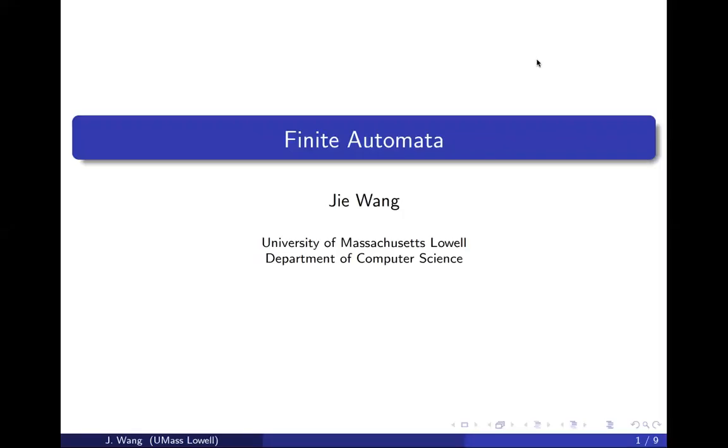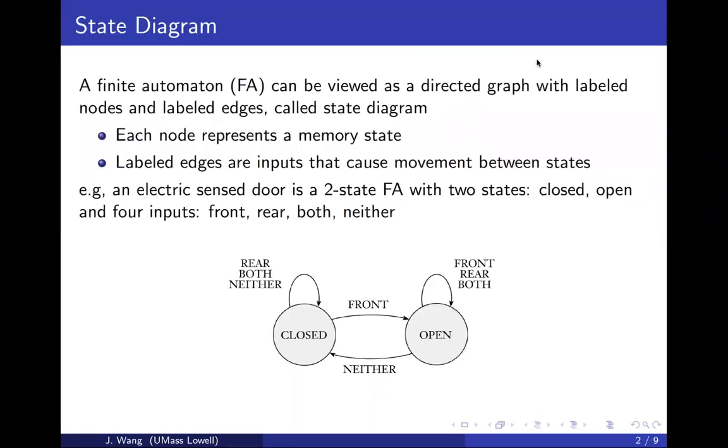Today we are going to look at finite automata. A finite automaton is also called a finite machine, which can be viewed as a state diagram. So first let's look at what a state diagram is.